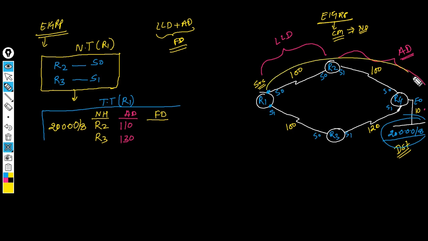So tell me, from here to here, what is the composite metric? 100 plus 100 plus 10. It is going to be 210. Similarly, when you go via R3, it will be 100 plus 120 plus 10. It will be 230.